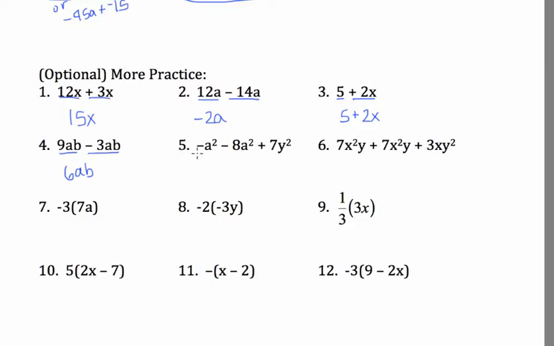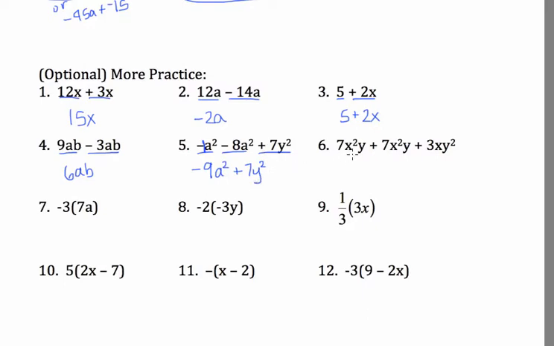Here I have three terms. The first two have like endings, a squared. So I'm going to add them. Remember, negative a squared is the same thing as negative 1a squared. So think money. Lose 1, lose 8, you're 9 in the hole. Negative 9a squared plus 7y squared. That's your answer.